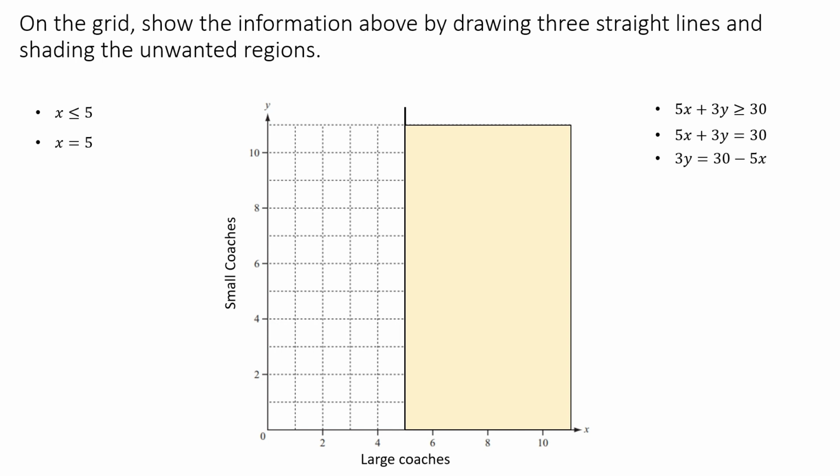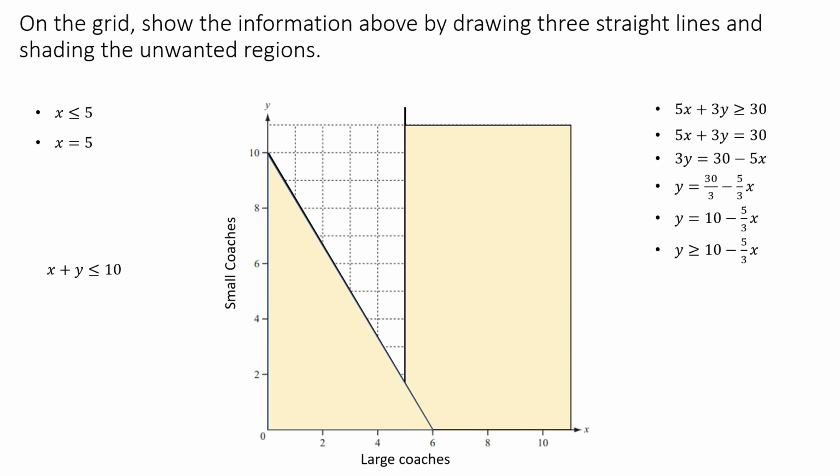And we are going to divide by 3 on both sides. So we got y is equal to 30 divided by 3 minus 5 over 3 x, giving us y is equal to 10 minus 5 over 3 x. And we're going to draw this equation on the grid. And now we're going to take the equation and shade the unwanted region.